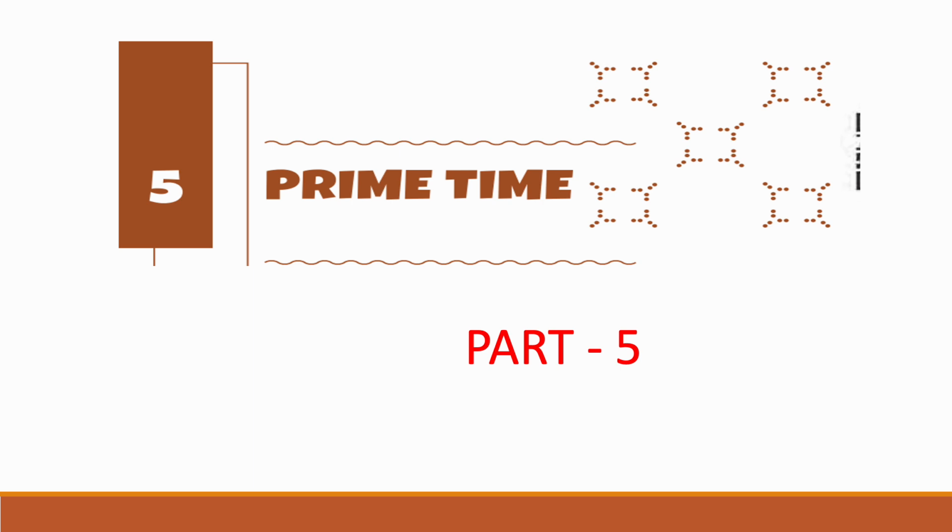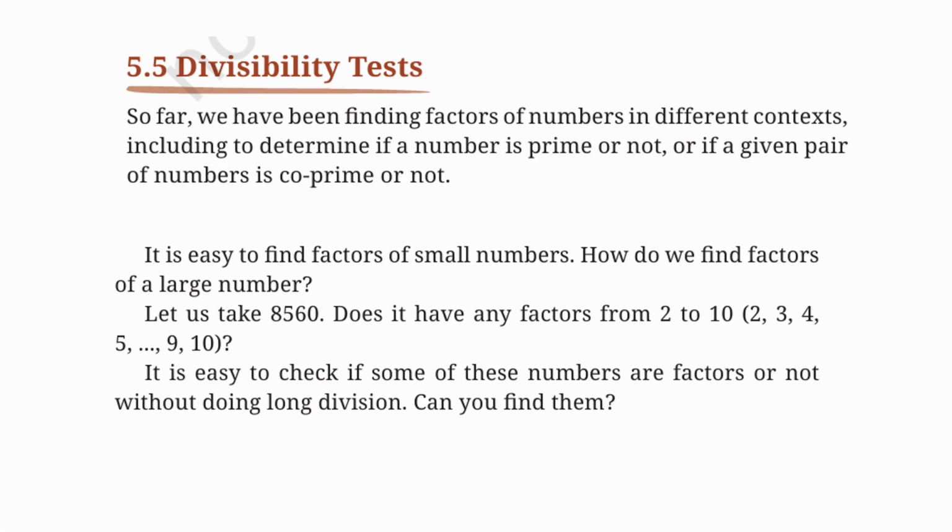Today we will see NCERT Class 6 Maths Chapter 5 Prime Time Part 5. Divisibility Test. So far we have been finding factors of numbers in different contexts, including to determine if a number is prime or not, or if a given pair of numbers is co-prime or not. To check this, we use factorization.